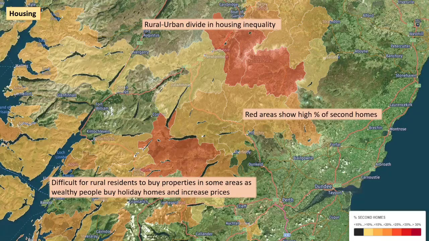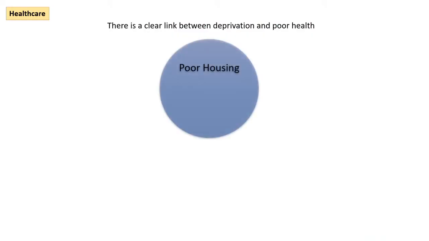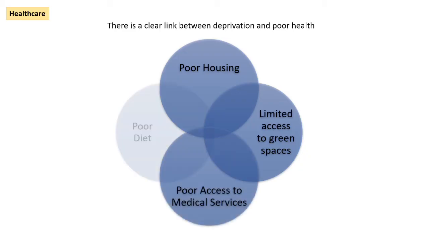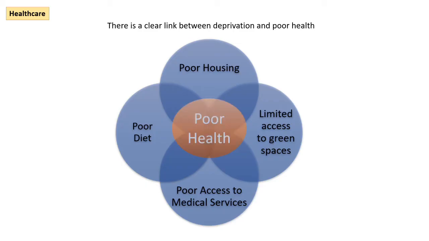We're going to look at healthcare. There's a clear link between poor health and deprivation, as some of these things we talked about together. So housing, poor diet, poor access to medical services, and also things like lack of access to green spaces. Sometimes you might live in an area with no area to go exercise. These all will add in to create poor health. It's kind of a deadly cocktail.